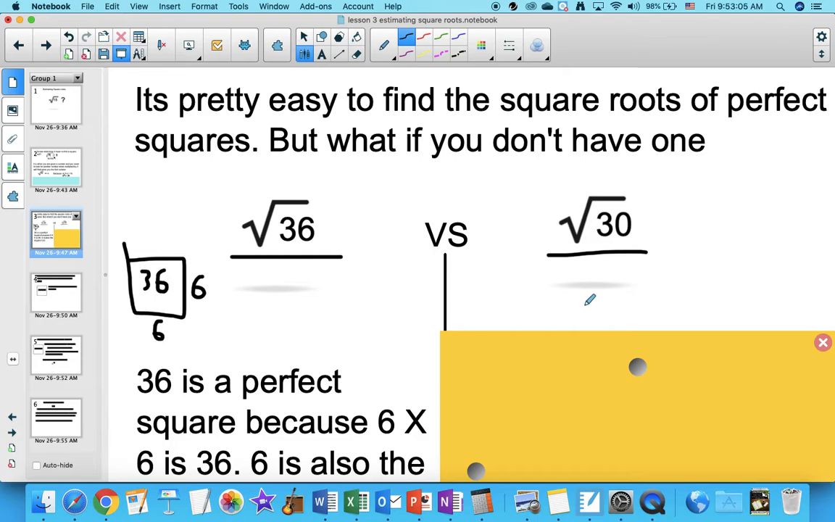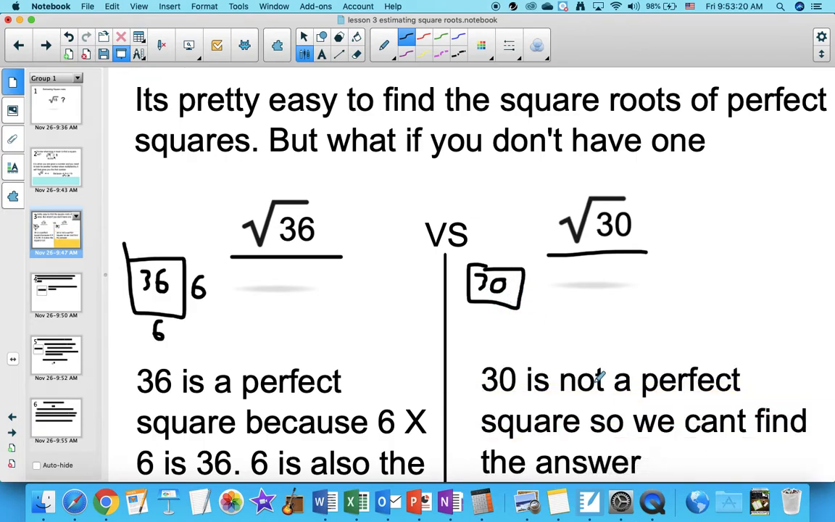But what about the square root of 30? If I try to draw a square with an area of 30, we'd quickly realize that there's no number we could multiply by itself to get 30, right? 30 is not a perfect square, so we can't find the answer. We could have a length of 10 and 3, but these aren't the same number, so it's not a perfect square, it's a rectangle. We could have 5 and 6. Yes, these numbers are close together in value, but they're not the same number. So they're not a perfect square. You'd end up with a rectangle. You need the number to be the same for it to be a perfect square.